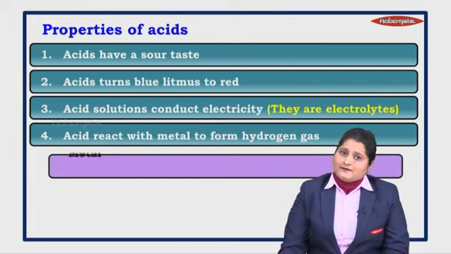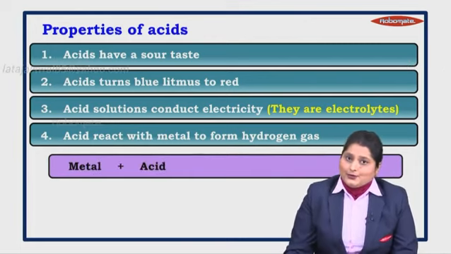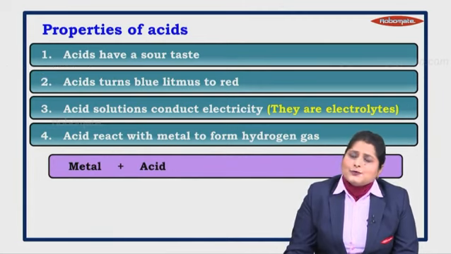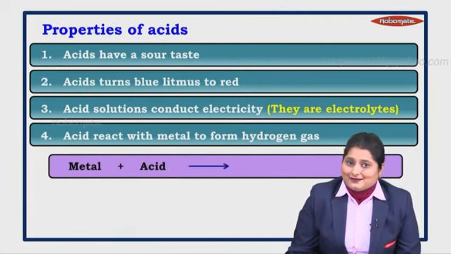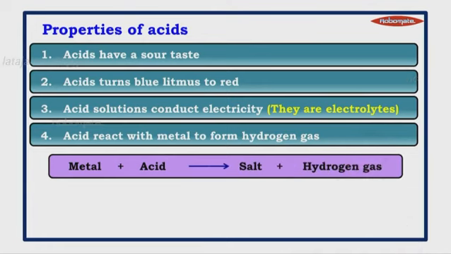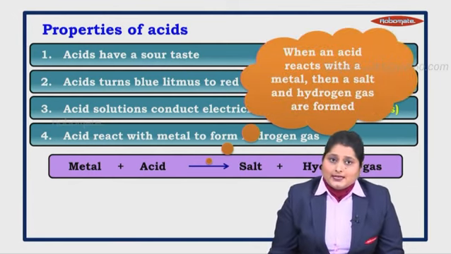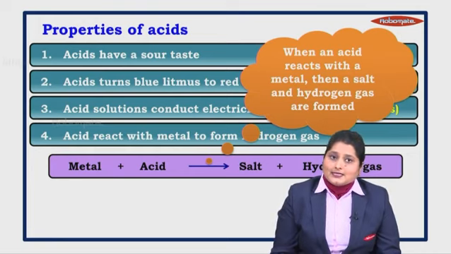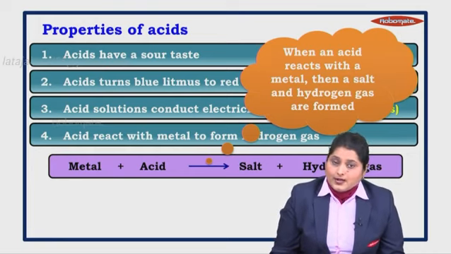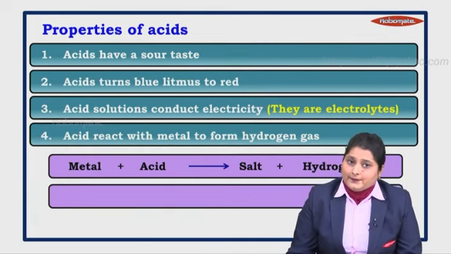For example, we study the chemical reaction. You take any metal, you add acid. The moment you add acid to the metal, what is going to happen? We get salt and it releases hydrogen gas. We take one particular reaction. Now, when an acid reacts with a metal, the salt and hydrogen gas are formed. They are the products. We take one equation to understand this in a better way.